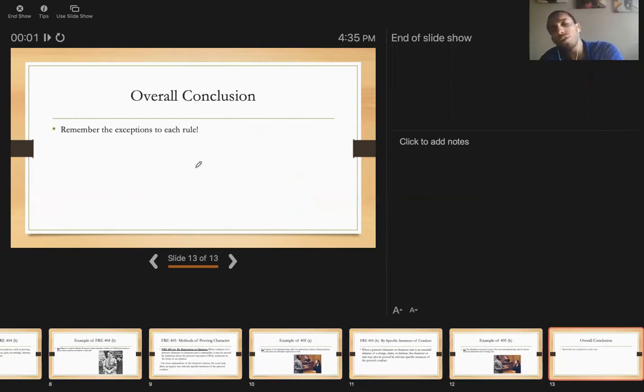So the overall conclusion of 404 and 405 is to remember the exceptions to each rule. That's the biggest thing. You can memorize the general rule, that's easy, but remembering the exceptions is the hardest thing. So memorize the exceptions and use the examples I provided in order to understand them better.